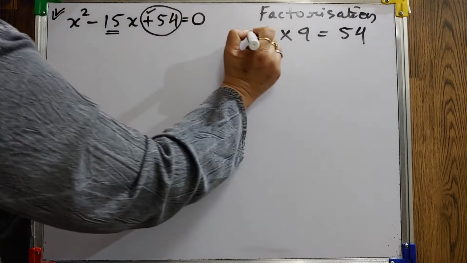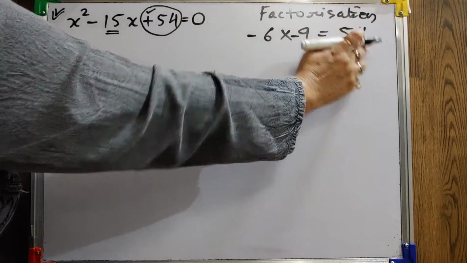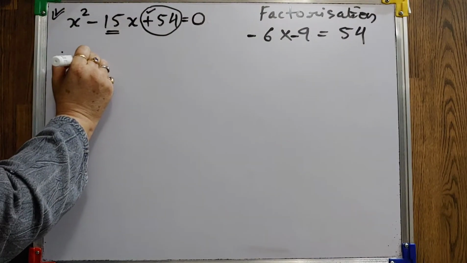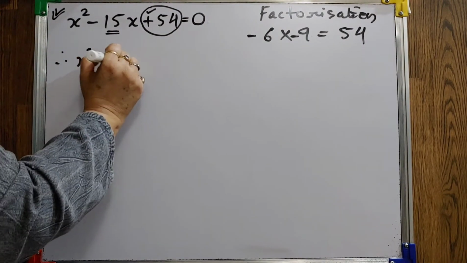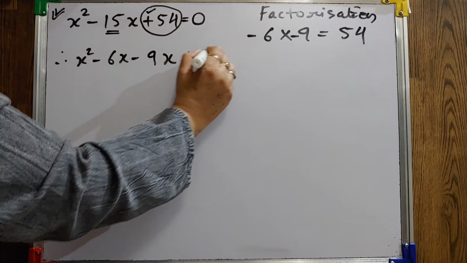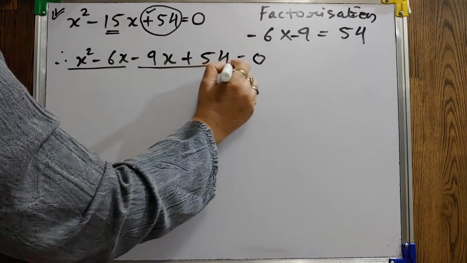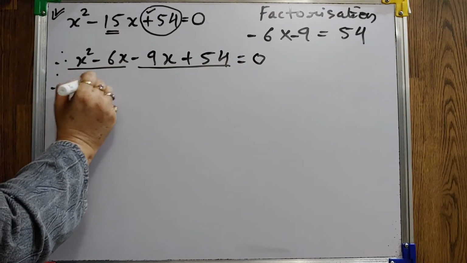Then you just look at this sign. If this is negative, both the terms will be negative. Then only multiplication will be positive. Now, instead of this minus 15x, write minus 6x, minus 9x, then plus 54 as it is. Now, take common. From this, x is common.